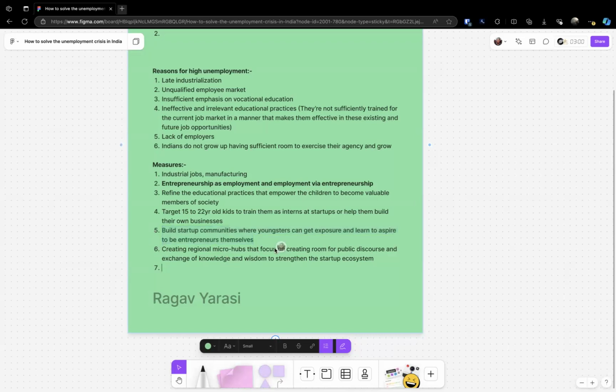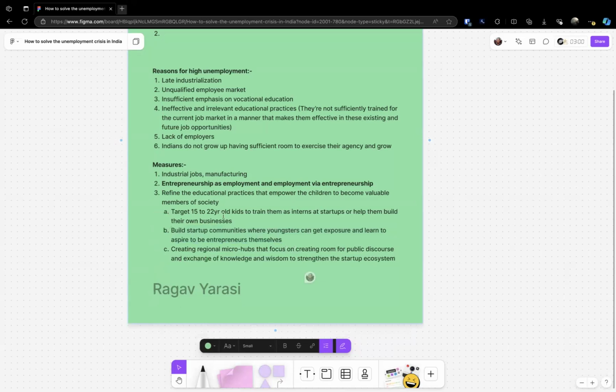And creating regional micro hubs that focus on creating room for public discourse and exchange of knowledge and wisdom to strengthen the startup ecosystem. Actually, all of these things we discussed as a matter of the startup culture, or creating that entrepreneurial mindset in the population.